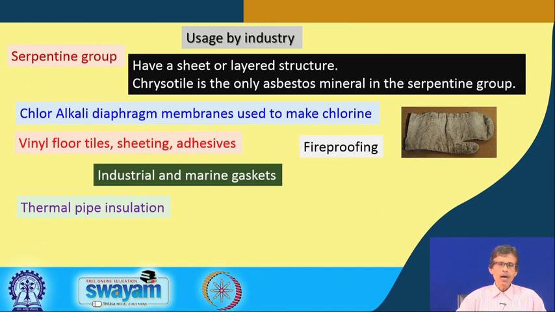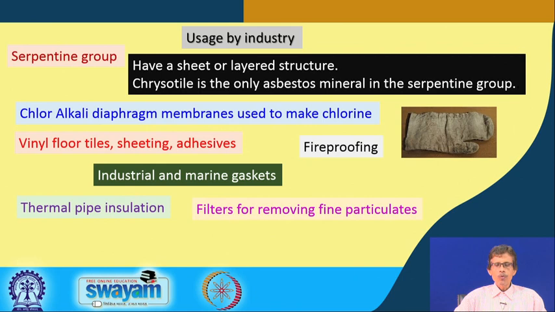Then different types of thermal pipe insulation, because the thermal pipe is there and we do not want any loss in the temperature of that thermal pipe. So, we put a covering of asbestos material on it.